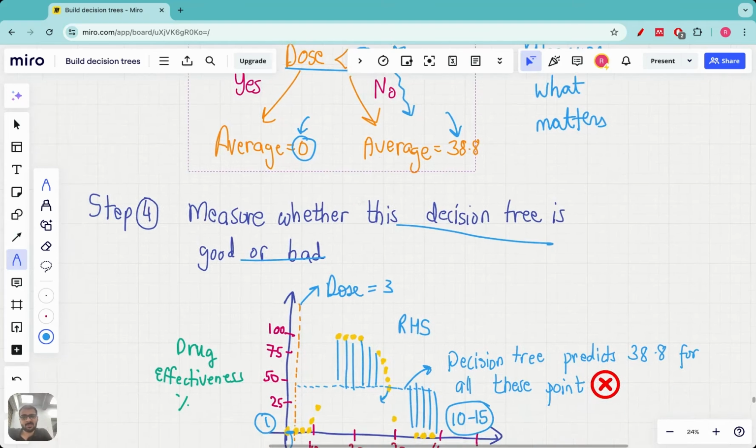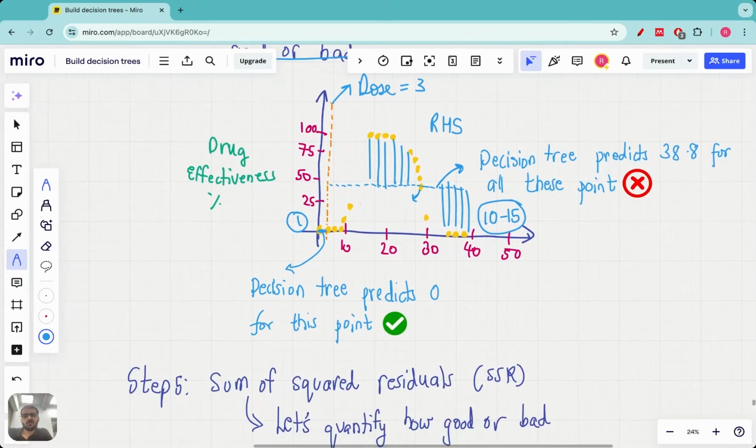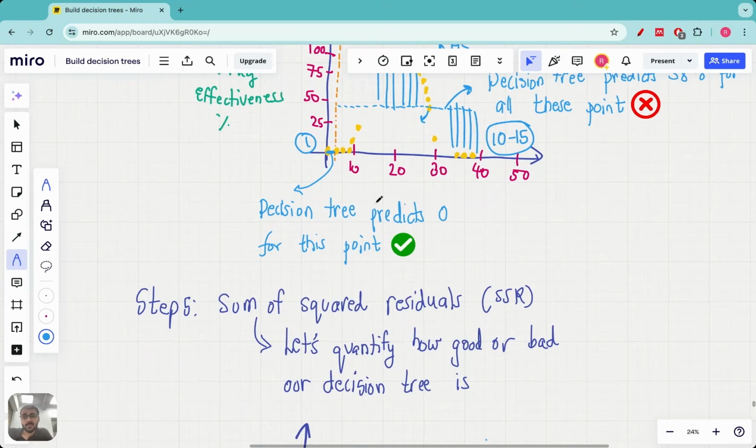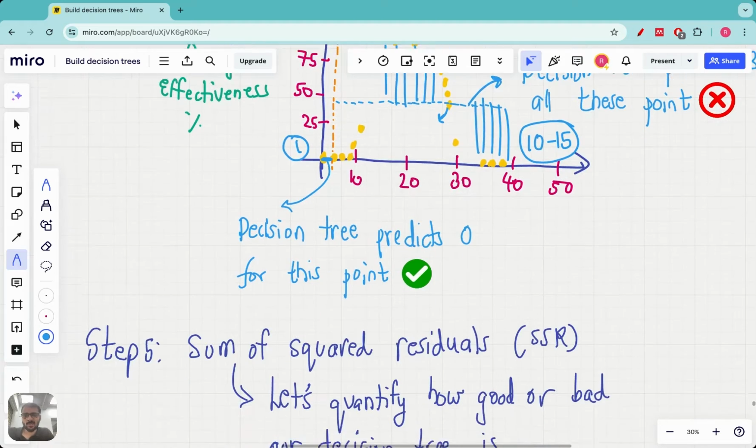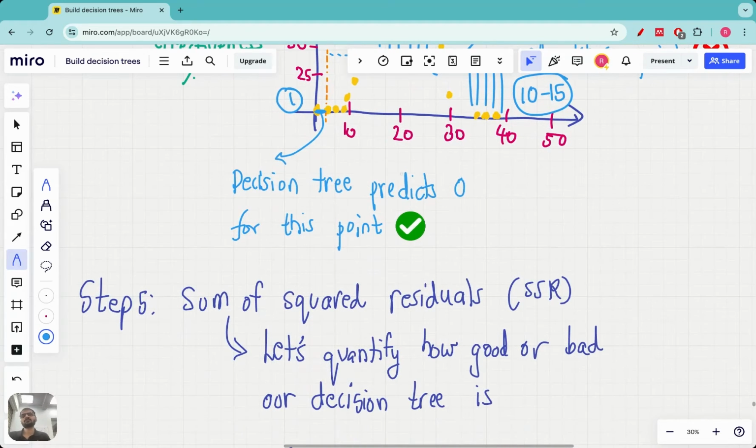the optimal decision tree. We move now to step number 5, which is quantification of this. So until now only qualitatively we have seen that this decision tree is not good. So let's try to quantify this.